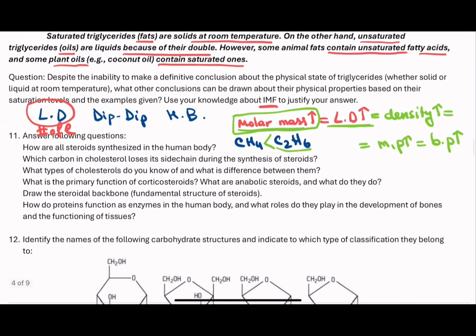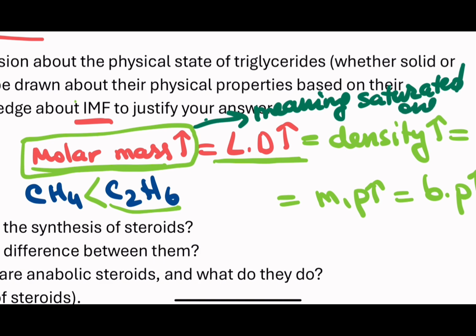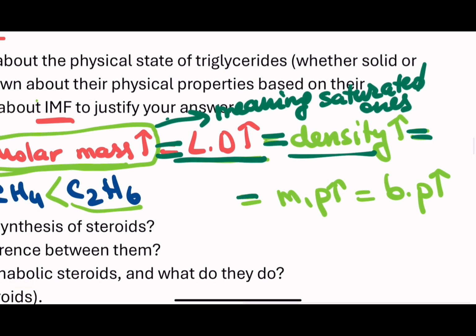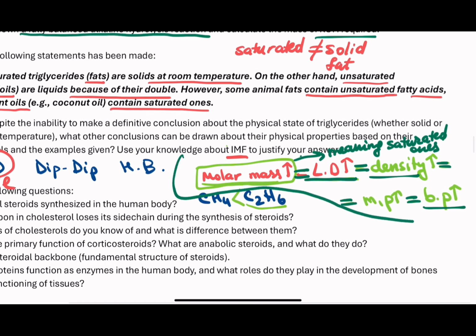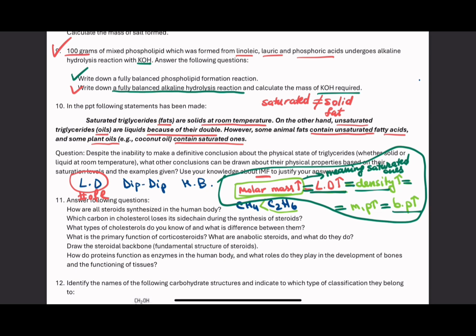So we can make this conclusion: higher molar mass, meaning the ones that are saturated, will have stronger London dispersion, which will increase their density and which will increase their melting point and boiling point. Okay, you can make this conclusion for yourself. And that is the end for question 10.